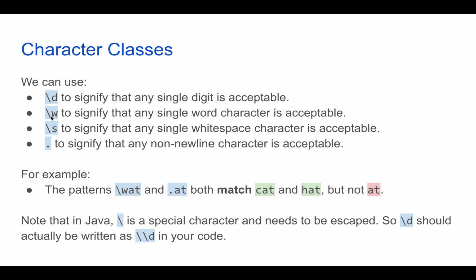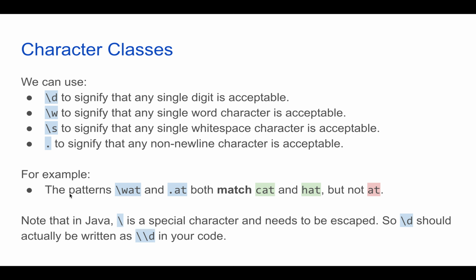Similarly, you can use \w to signify that any word character is acceptable. So any letter of the alphabet A to Z, lowercase or capital. You can do \s to indicate that any single white space character is acceptable. So like the space bar or a new line character, those are both white space characters. Or you can use the dot, the period, to signify that any single non-new line character is acceptable. So that's basically anything except for a new line character.